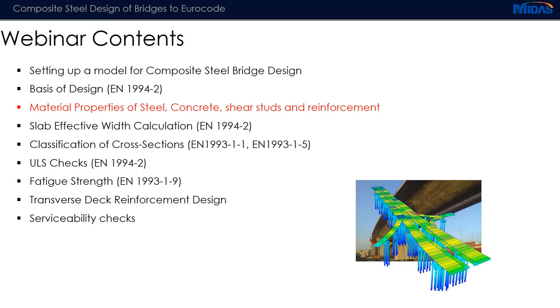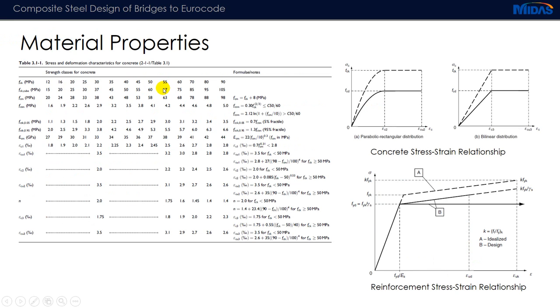Okay, now let's move on to the next topic, which is the material properties that are being used for the design. So starting with concrete, as per Eurocode 2 part 1, we define the concrete stress-strain relationship for composite design also. So it can be either a parabolic, rectangular or bilinear type of relationship, whatever we can follow, or an equivalent rectangular stress block as we use most of the time as a simplified approach. So the table shows different types of concrete grades that can be used in a composite steel bridge and the relevant properties like Young's modulus, etc.